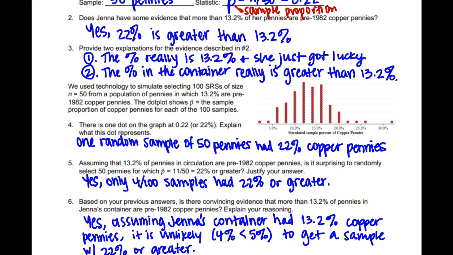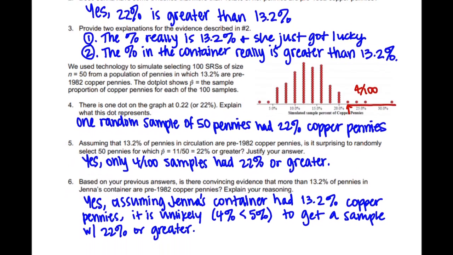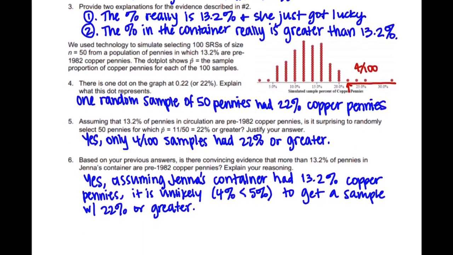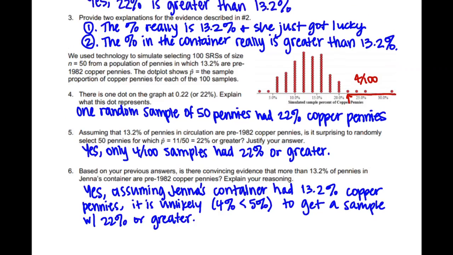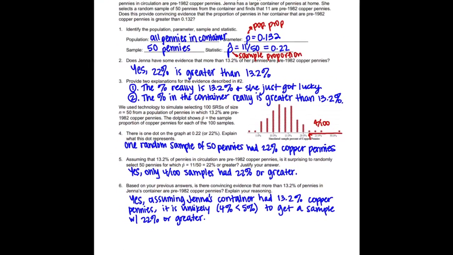If we're investigating Jenna's claim here, her specific sample is the one at 22%. We will look at 22% or higher, and that's where the 4 out of 100 comes from in number 5, which is a pretty small chance. That's only 4%. Our barrier is usually about 5%, so it is less. We consider that unlikely enough to give us evidence against the claim and say that the percent of pennies really should be higher than 13.2 in her container. So I'll just zoom out a little bit, make sure you got this, and then we'll move on to our activity.